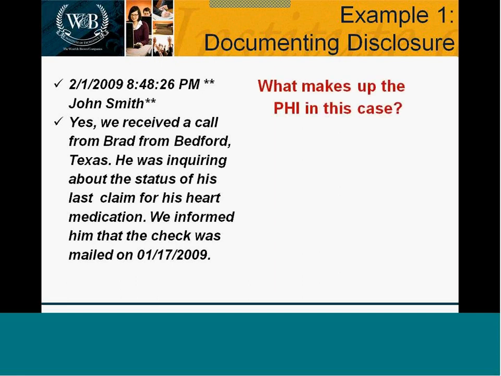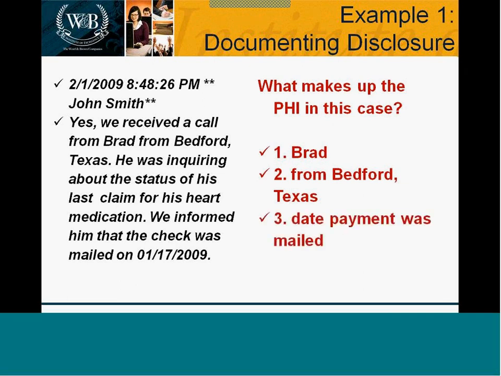So the question is, what is the protected information in this case? Well, we've got identifiers all over the place. There's Brad from Bedford, Texas. We have a date issued to indicate the payment was mailed, and we know he takes heart medication. So how could I document this without making it PHI protected by HIPAA? We take out heart medication. That's one way I can document the situation.